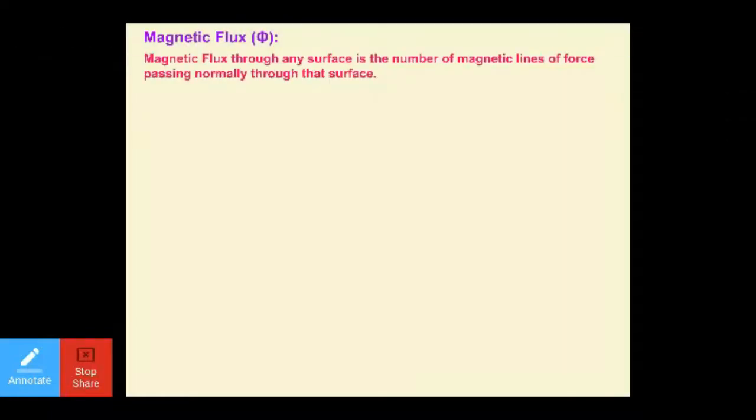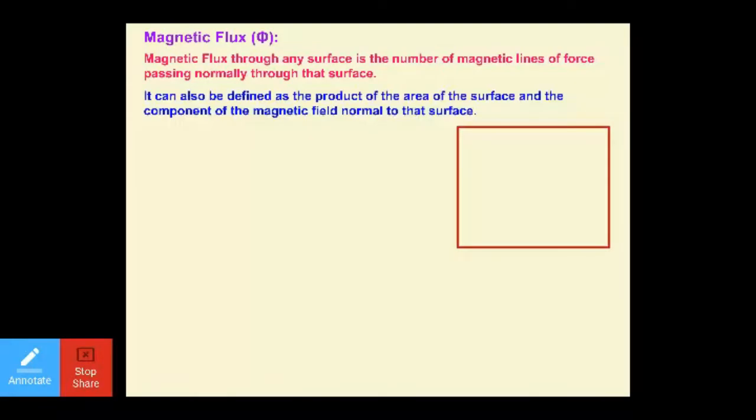Now let us talk about the first very basic topic, that is the magnetic flux. Now what is the magnetic flux? Let us discuss it. Magnetic flux is the number of magnetic field lines passing through the surface area normally. It can also be defined as the product of the area of the surface and the component of the magnetic field normal to that surface.